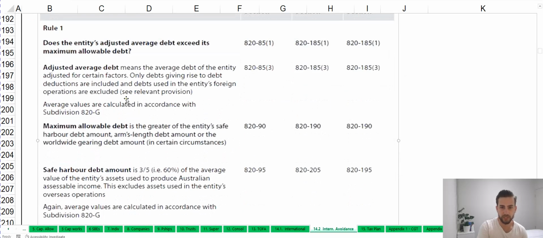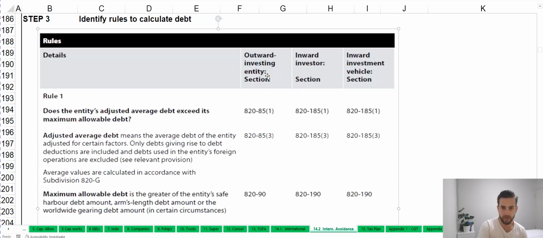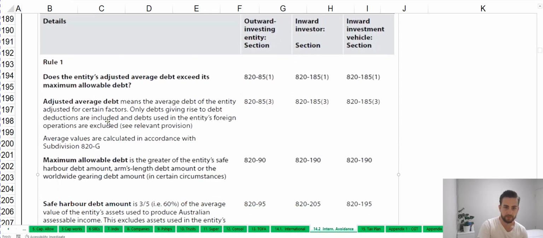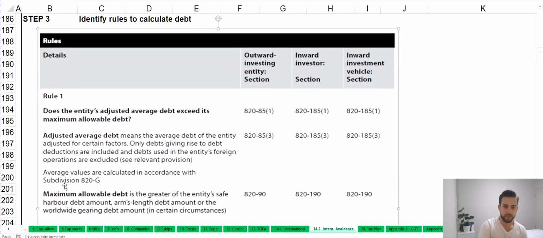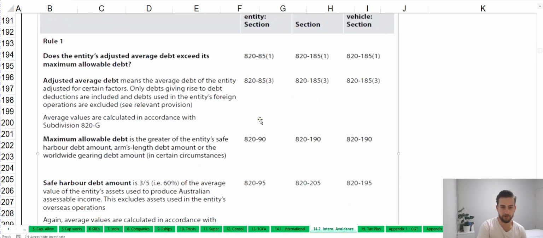Then your adjusted average debt is slightly different section reference for outward versus inward. And it means the average debt of the entity adjusted for certain factors. Only debts giving rise to debt deductions are included, and debts used in the entity's foreign operations are excluded. Okay. Average values are calculated in accordance with subdivision 820-G. This one's different because it's outward, and the foreign operations are excluded, which is why it's different here.